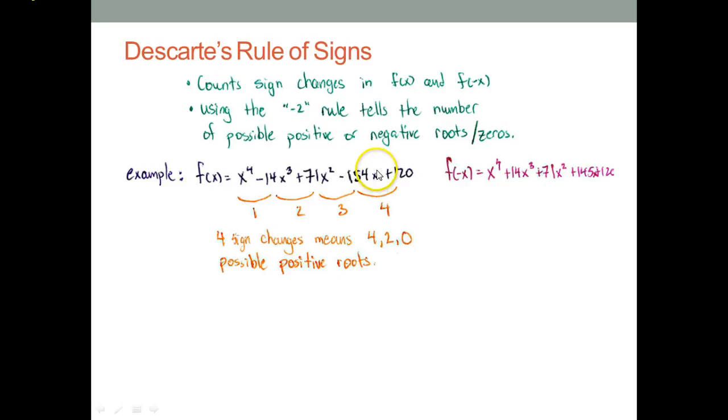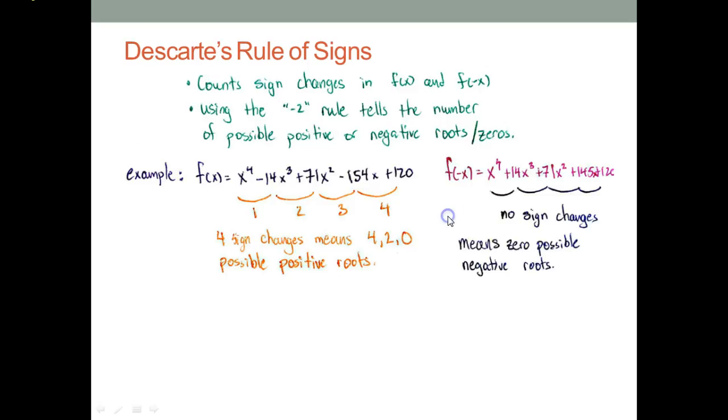X, if there is no exponent, the exponent is 1. So I'm going to put a negative x in here. It's going to change that sign. So now I have positive 154, sorry, it's 154, and plus 120. So while this might be a small mistake, the biggest thing that we're looking at is how many sign changes are in the f of negative x. And of course, there are no sign changes. So that means there are 0 possible negative roots for this function.